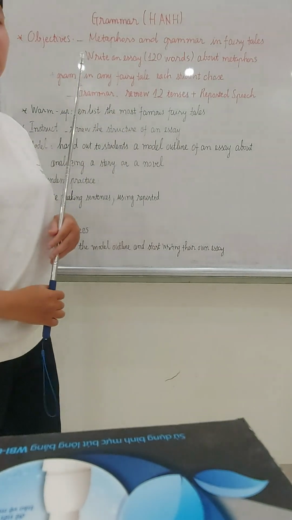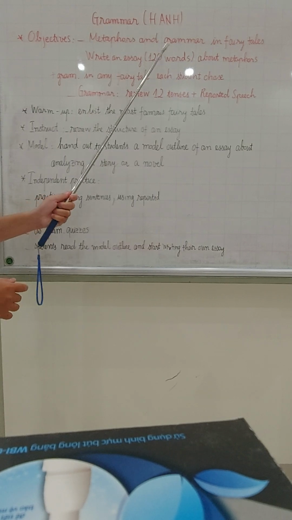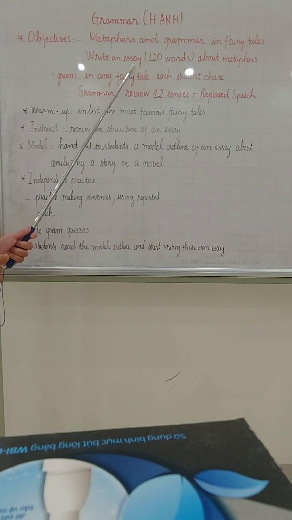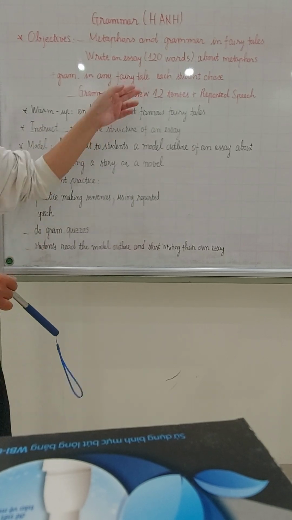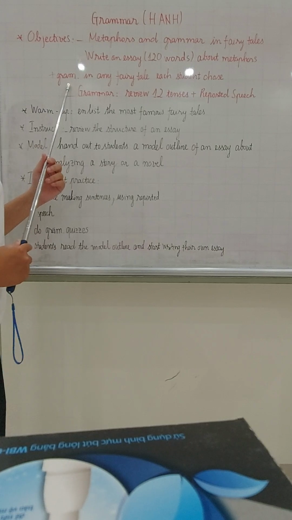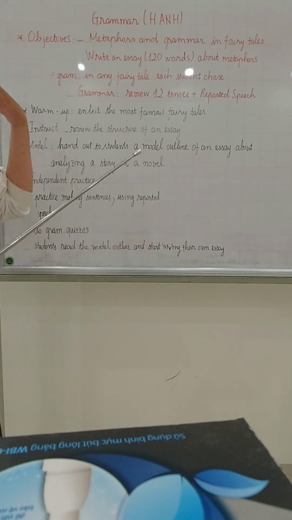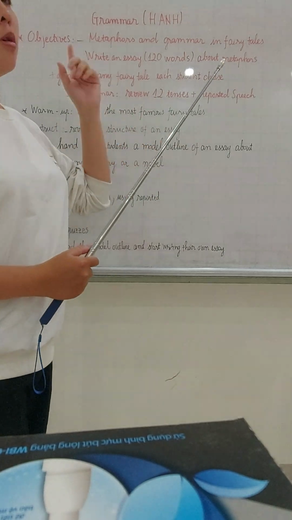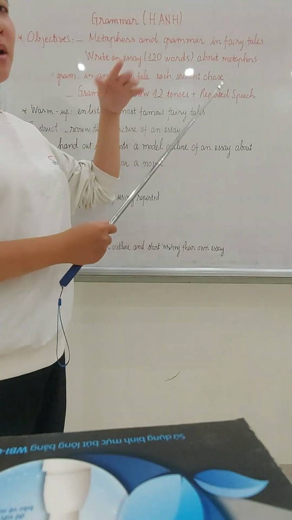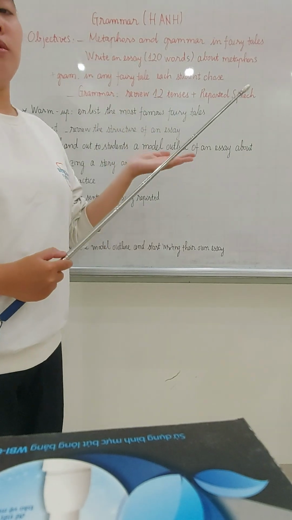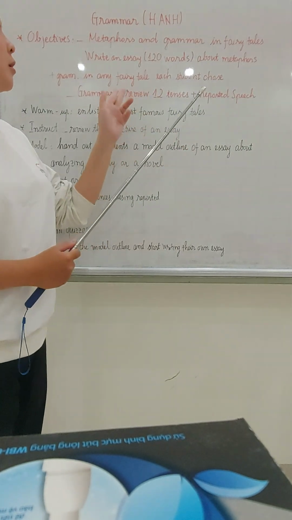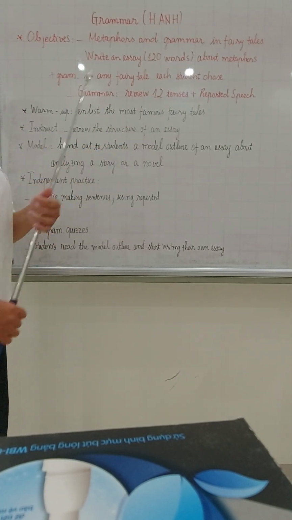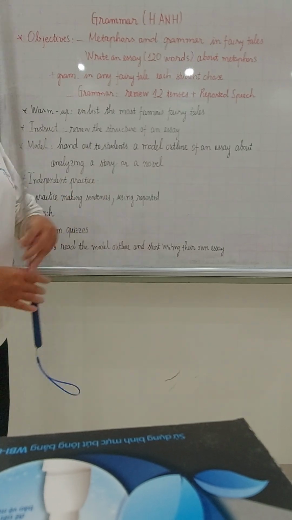So now we come to objectives. Metaphors and grammar in fairy tales. And then your task: write an essay of about 120 words about metaphor and grammar in any fairy tale. Each student has to choose one fairy tale and then write an essay about the metaphor and grammar which are used in that fairy tale. And for grammar, we have to review 12 tenses and reported speech.